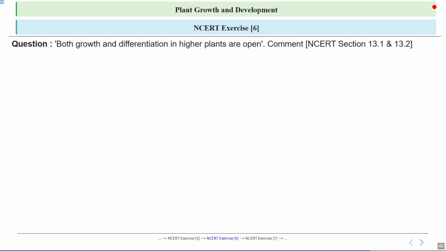So this is question number 6, and the question is: both growth and differentiation in higher plants are open. Comment. And this question is covering our NCERT section 13.1 and 13.2. Let's see the answer.